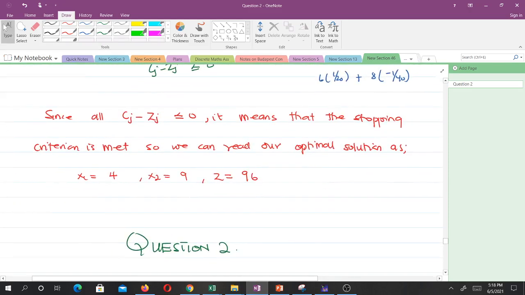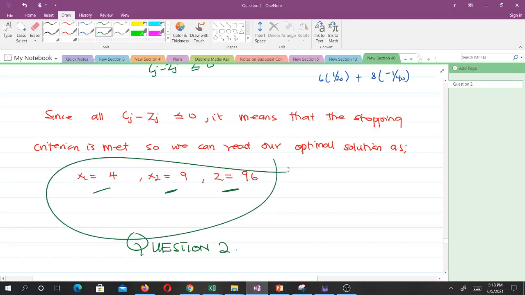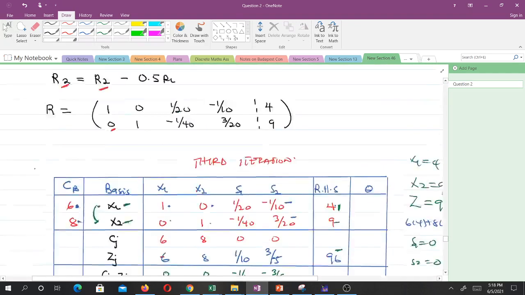You see, since all our cj minus zj is less than or equal to 0, it means that the stopping criteria is met. So we can read our optimal solution as x1 equals 4, x2 equals 9, and z is 96. And that's the solution to the problem using the simplex. And you see, it's very simple if you understand what you are doing. Okay, it's not difficult. So now question 2.